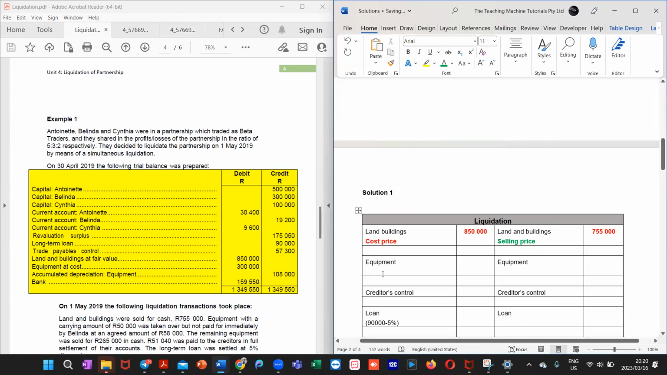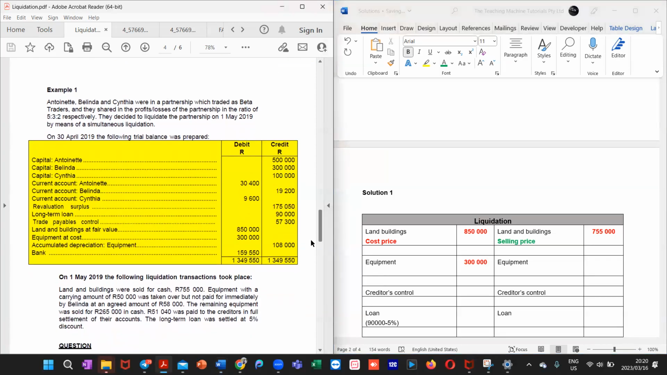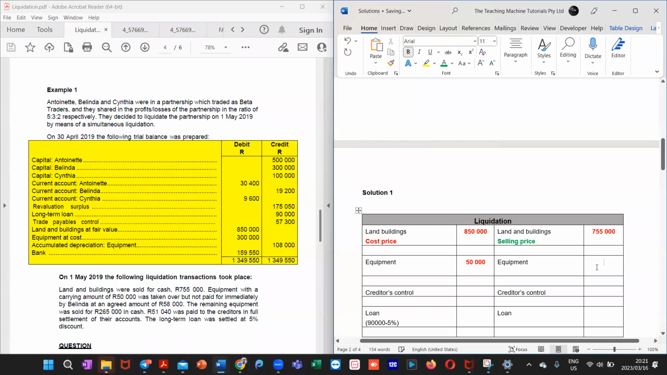Again, the equipment will also be sold. Okay. Now, what is the cost price of the equipment? It's 300,000. And then what will be the selling price? It says here, equipment with a carrying amount of 50,000 was taken over. Oh, okay. So this is not the equipment that will be sold. So this is not the 300,000. It's the 50,000. And then the partner will pay 58,000.